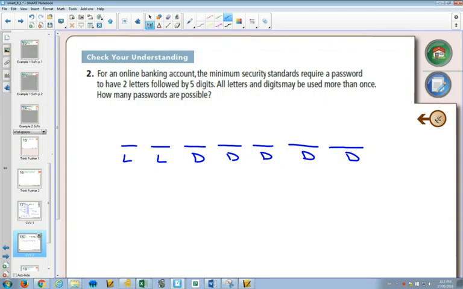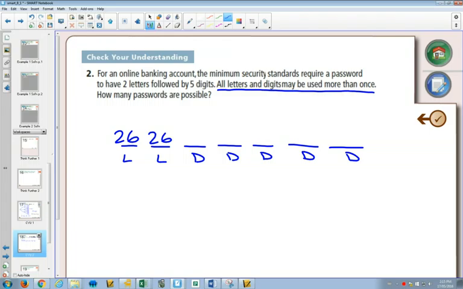Okay. So, how many choices do you have for your first one? When you put a letter in there, how many choices will you have? 26, because there's 26 letters in the alphabet. Not allowed to use the Enye. And the second letter, it says all letters and digits may be used more than once, so you could still have 26 letters there.